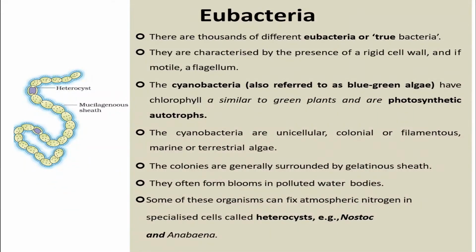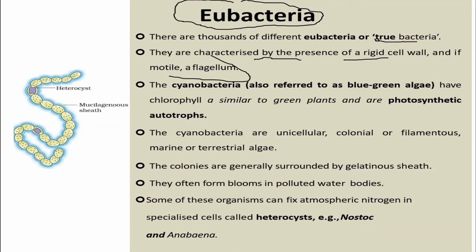So moving on with this, talking about some of the eubacteria, which are also known as true bacteria. So the other name of eubacteria is true bacteria. Also, these are characterized by the presence of a rigid cell wall, and some of them are motile, with structures known as flagella. All right. So these have a cell wall, whereas the Archaebacteria do not have a cell wall, and if they are motile, they also contain a flagella.